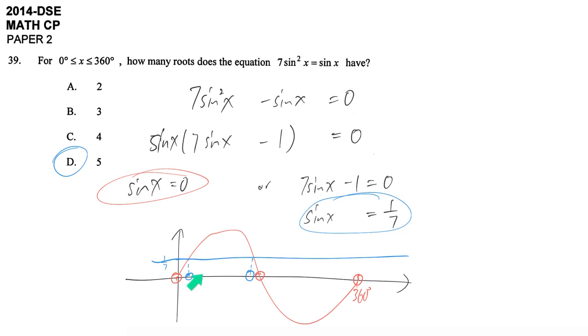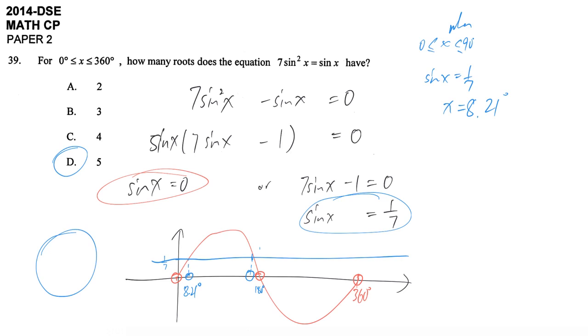Furthermore, if you need to find out the exact position of these roots, what you can do is consider when x is within 0 and 90 degrees, where sine x equals 1 over 7. Then x will equal 8.21 degrees. So this is 8.21 degrees. But how can we find the other root? It's because this is 180 degrees, so this is 180 degrees minus it.